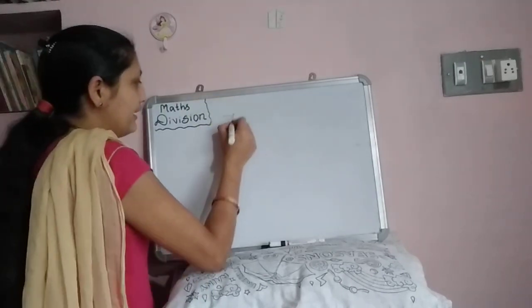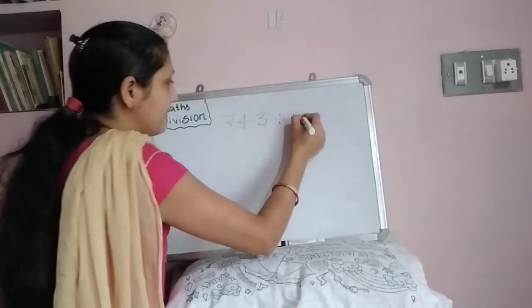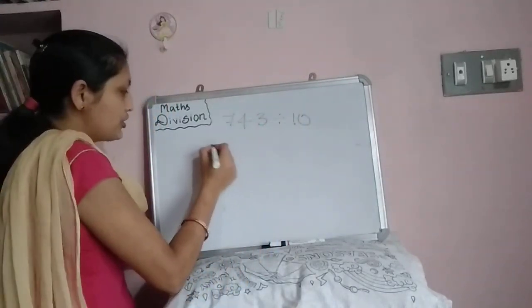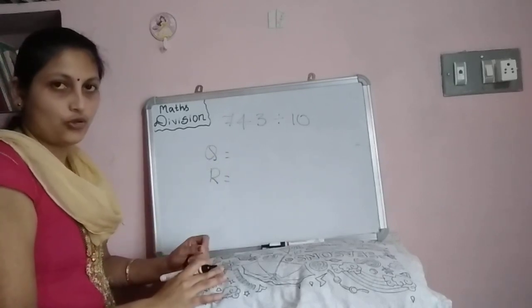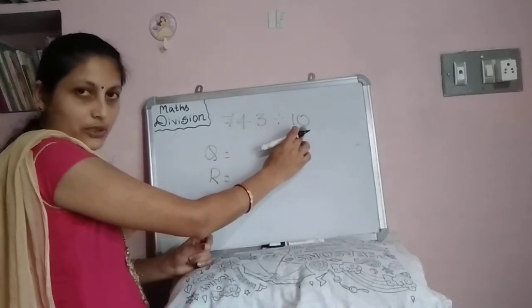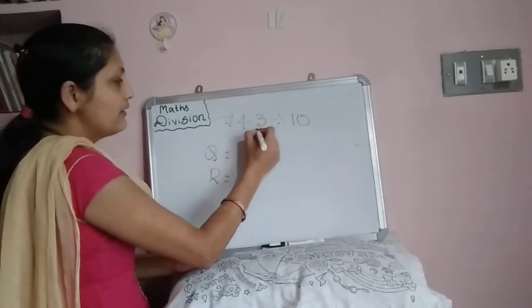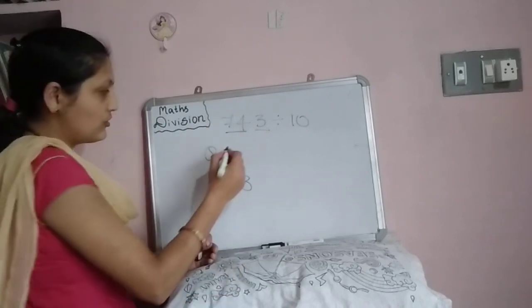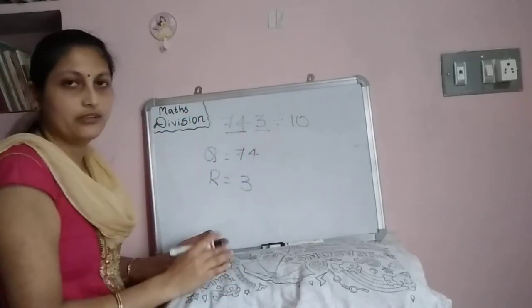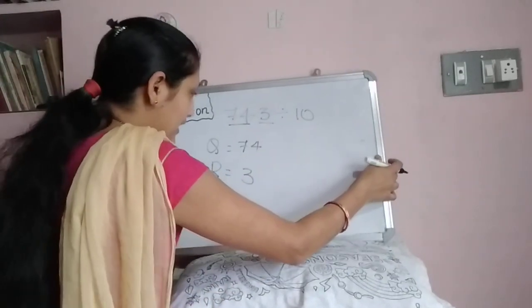See, 743 divided by 10 is given. The quotient is equal to dash, the remainder is equal to dash. You know there is only one 0 in the 10, isn't it? So, the first place will be the remainder, meaning 3 is the remainder. The rest of the places will be the quotient, so 74 is the quotient. I'll show you; you can check by dividing.